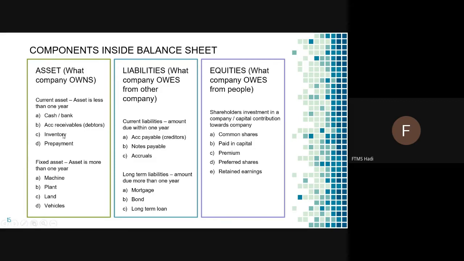The third one is inventory. Inventory means stock, stock which is not sold yet. If the stock is already sold, we cannot call it an inventory. As long as the stock is not sold to the customer yet, it belongs to the company.